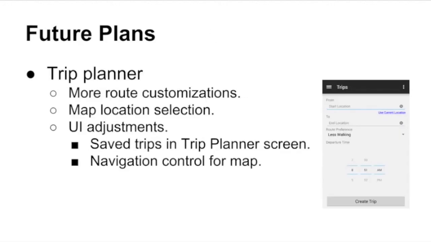As for the trip planner, most of the changes we propose will be UI changes. This will include much more route customization, such as route preferences and departure times. And we also plan to include a different method of inputting locations based on the map.